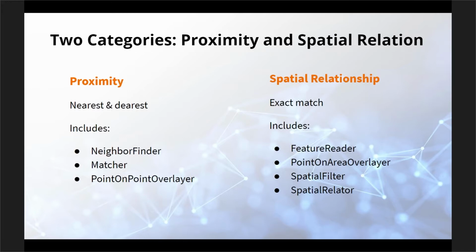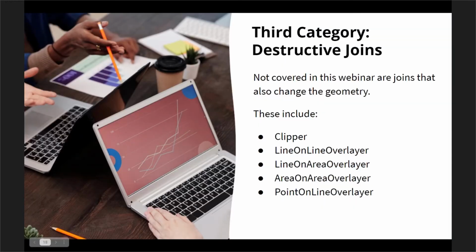If you're looking for exact matches using a variety of spatial relationships and predicates, you'll want to consider the second group of transformers, which we'll be touching upon today: the feature reader, the point on area overlayer, which Dale quickly demonstrated earlier, and the spatial filter and spatial relator, which Mark will touch upon near the end.